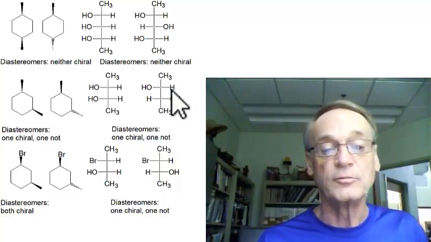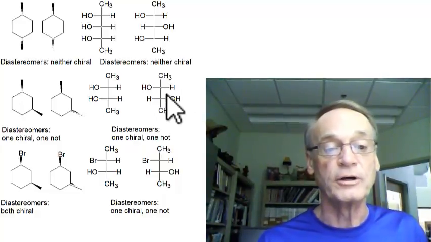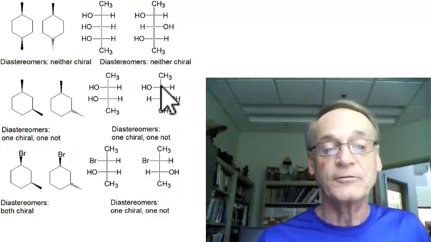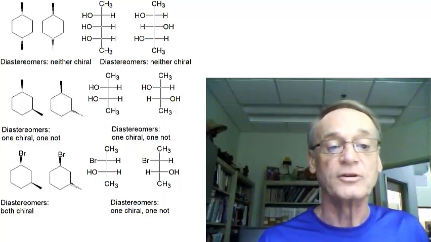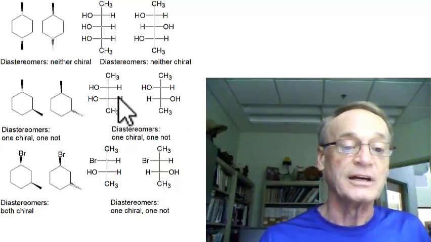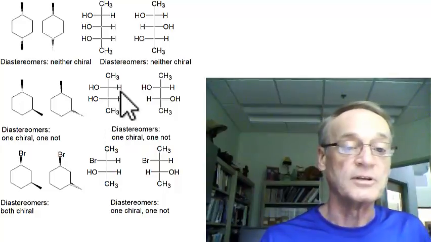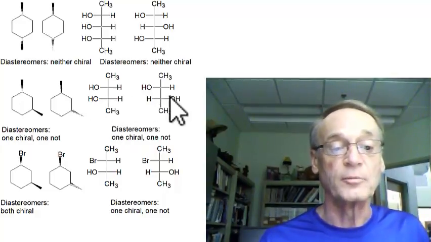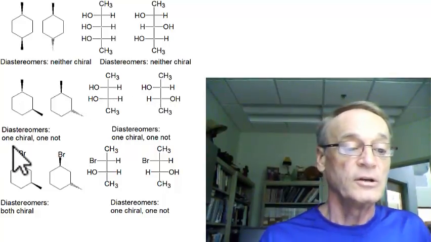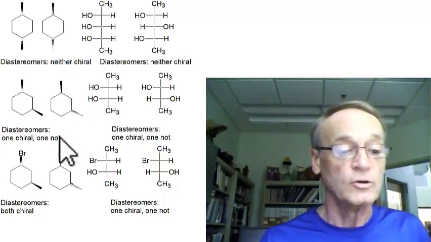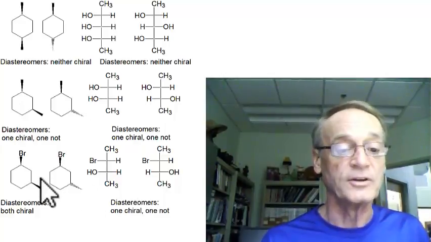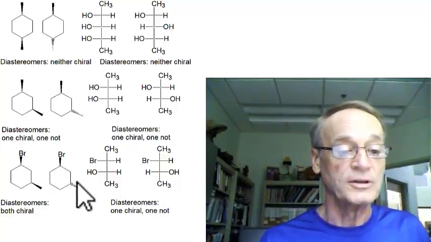It would have an enantiomer, which I haven't drawn, and you might want to go ahead and draw the enantiomer of it, give it the R's and S's, and see that the R's and S's here are the opposite of the R's and S's here. So the enantiomers are mirror images of each other, but this is a diastereomer of this. Happens that this diastereomer is not chiral, and this diastereomer is chiral. So again, you may have one chiral and one not. Or you may have neither chiral, as we saw here, or you may have both chiral, as we've seen in this set down here.